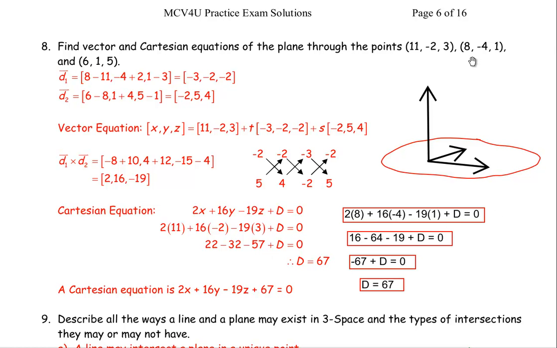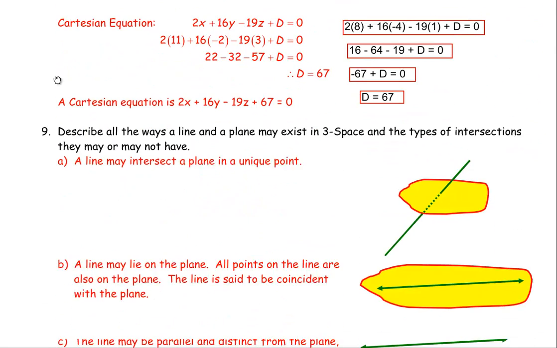And I did want to demonstrate that if you use a different point, you do get the same d value. So this is if we used 8, negative 4, 1 instead, and you do get 67 again. And of course, if you use the 6, 1, 5, it'd be the same thing. So that's the constant at the end of the equation. The 67 goes here. So 2x plus 16y minus 19z plus 67 equals 0 is a Cartesian equation of this plane.